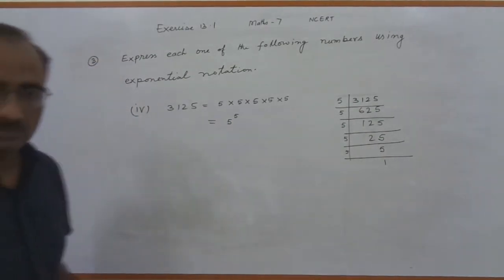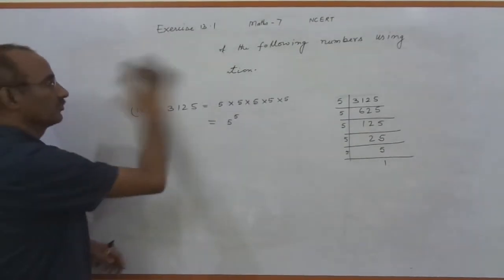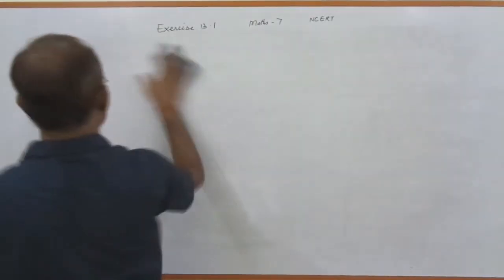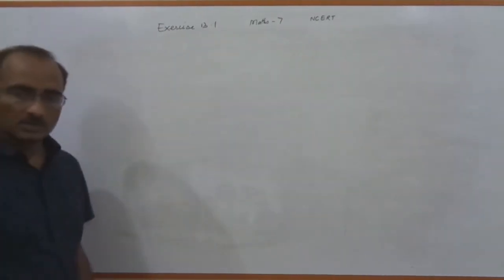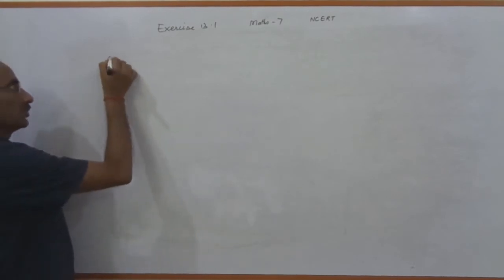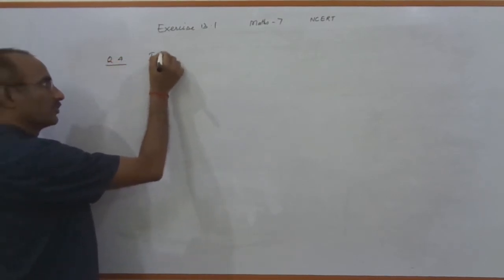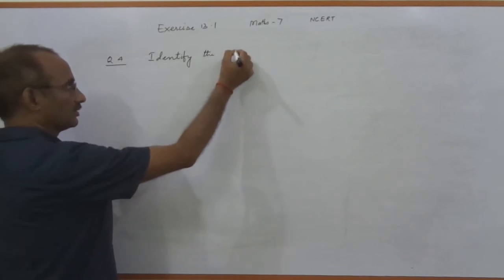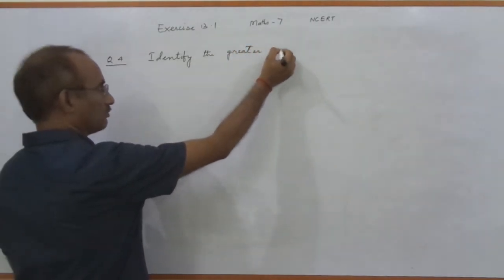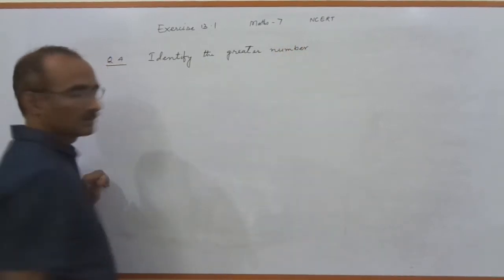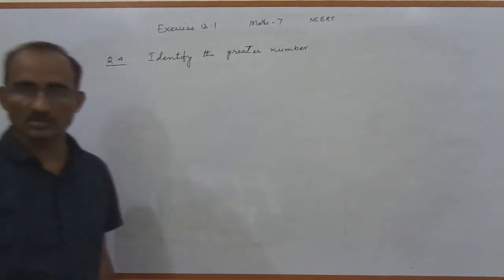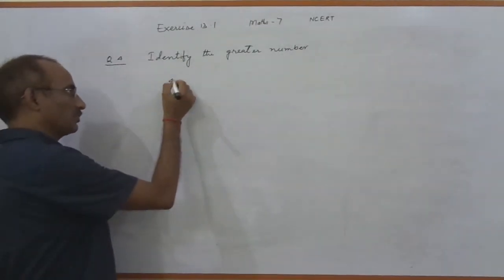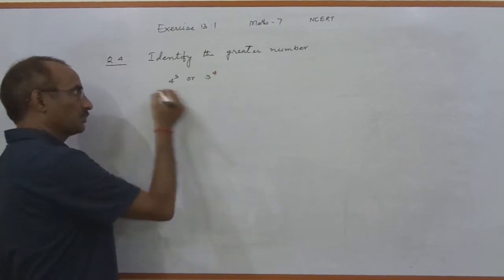Now question number 4. Identify the greater number. First is 4 power 3 or 3 power 4.